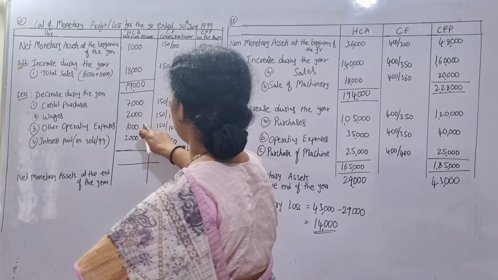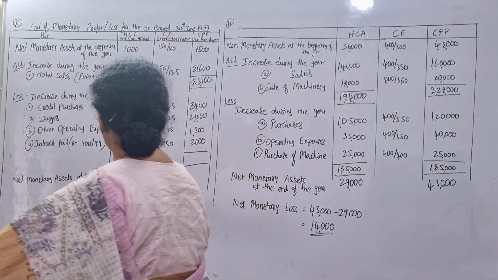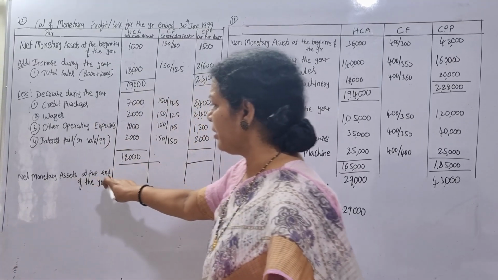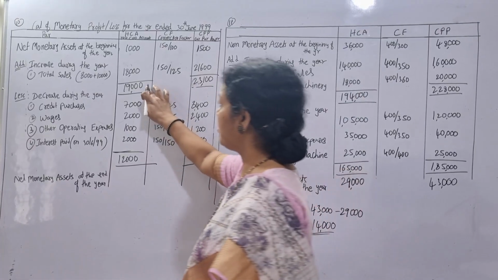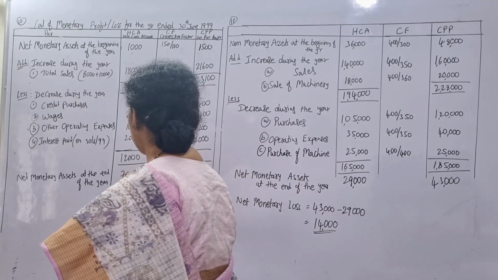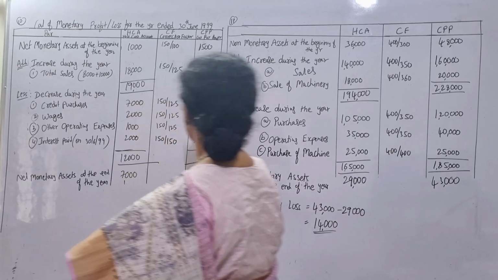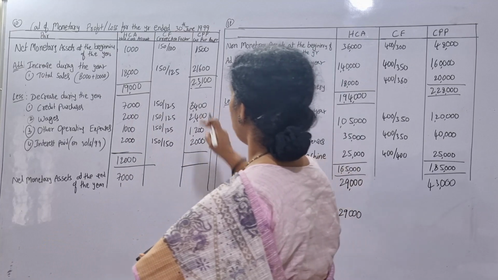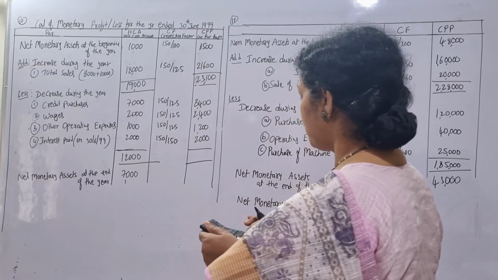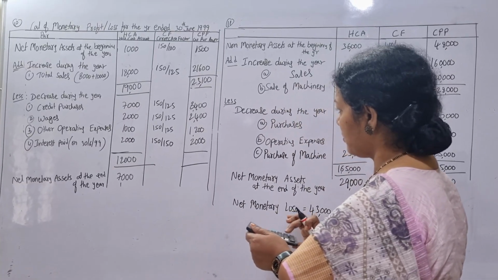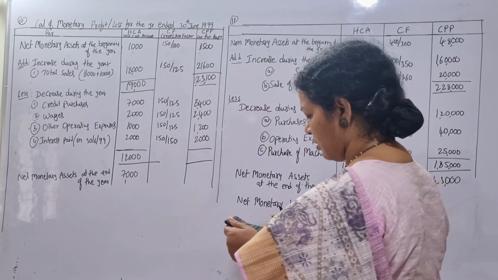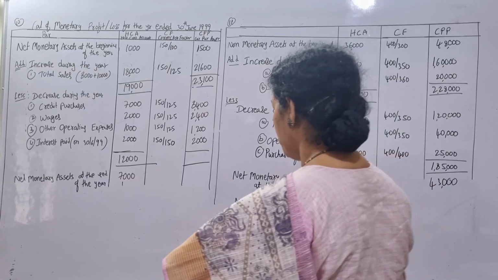7,000, 9,000, 10,000, 12,000 it is. So net monetary assets at the end of the year: 19,000 minus 12,000, which comes to 7,000. In the same way, this total also we will say 8,400 plus 2,400 plus 1,200 and 2,000, which comes to 14,000.